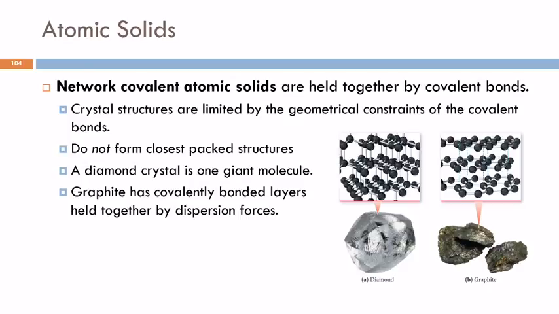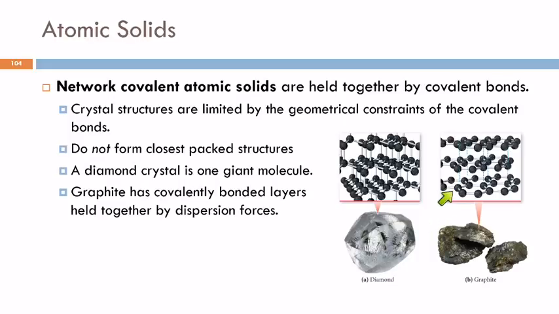A molecular solid has discrete molecules held together by intermolecular forces. Network covalent solids are held together by covalent bonds throughout the whole thing. Yes? Did you say each diamond is a whole molecule? Each diamond is essentially one molecule because it's held together by covalent bonds. That's why they're so hard, because the covalent bonds are strong and they're in all these different directions.